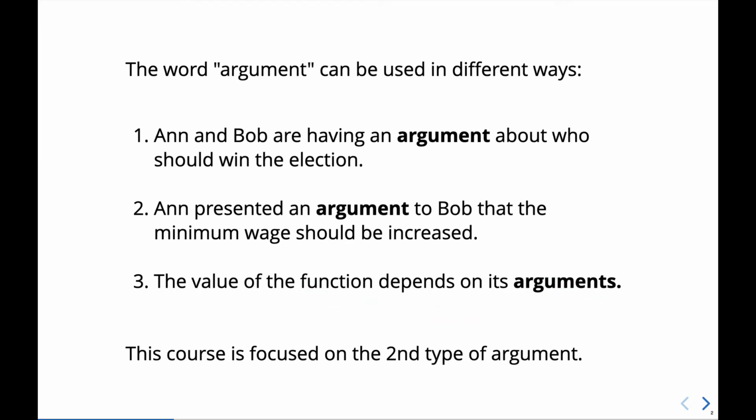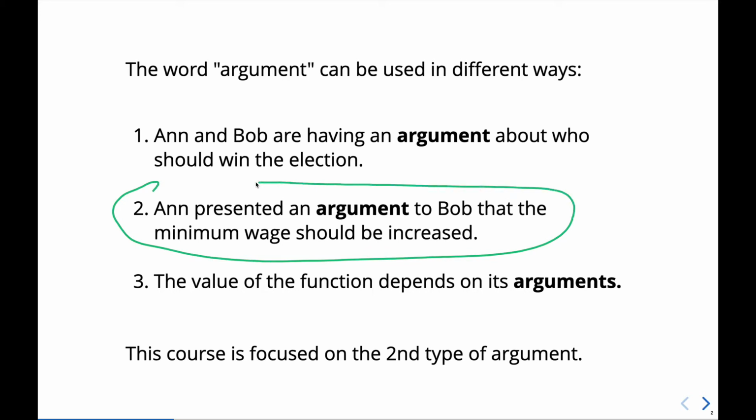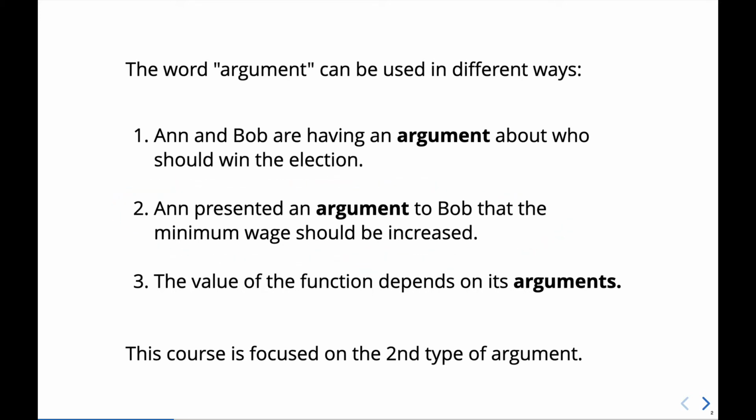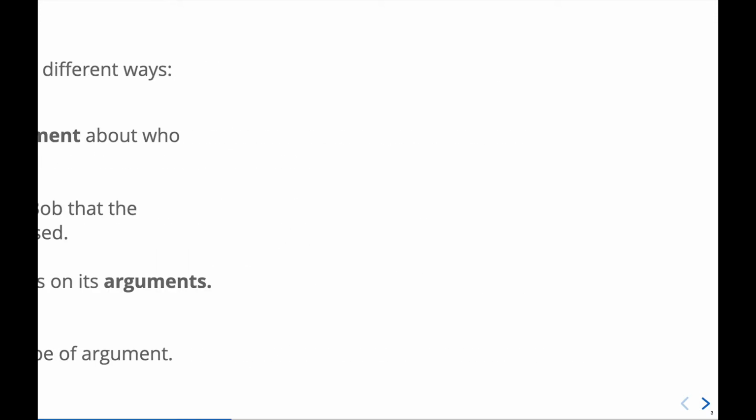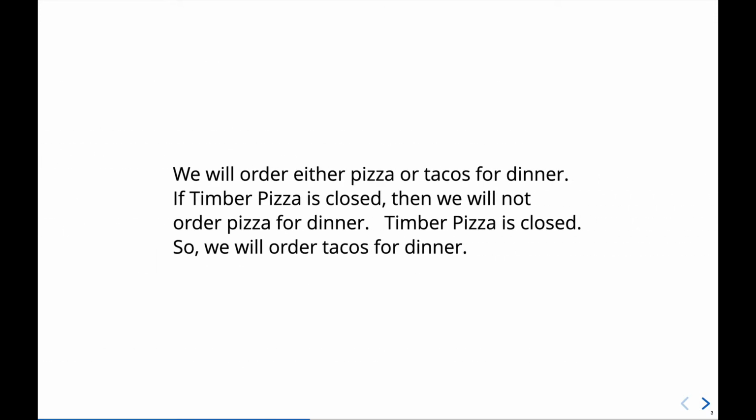Now, in this course and in these notes, we are focused on the second type of argument, where you might think of, for example, a lawyer presenting an argument that her client is in fact innocent. Now let's look at an example. Consider the following argument. We will order either pizza or tacos for dinner. If Timber Pizza is closed, then we will not order pizza for dinner. Timber Pizza is closed, so we will order tacos for dinner.